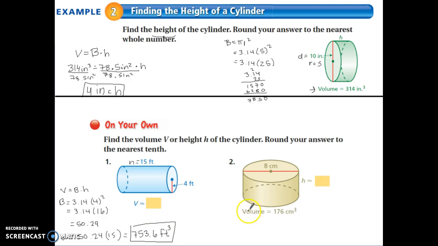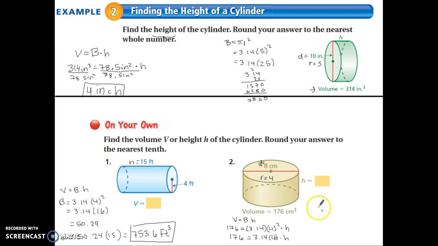For number 2, we are trying to find h. So we're going to use the formula where V equals the area of the base multiplied by the height. V is 176. That's going to be equal to 3.14 times the radius of the circle. Since the diameter in this diagram is 8, my r is going to be 4 centimeters. So times 4 squared times h. 176 is going to equal 3.14 times 16 times h.